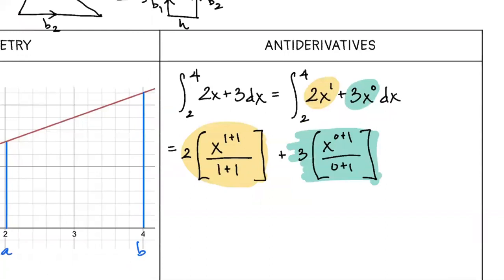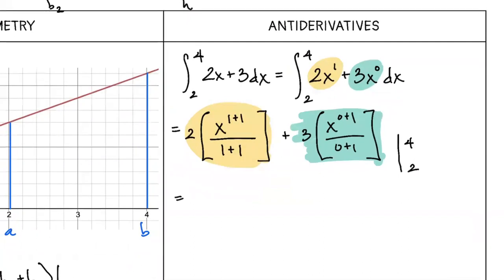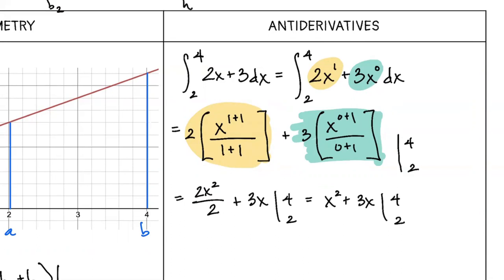Now we have to be a little bit careful here because we have numbers on the top and bottom. We call those bounds. We draw a vertical line, and put a 4 at the top and a 2 at the bottom. And we simplify what we have. So this gives us 2x squared over 2 plus 3x. Let's keep that vertical line with the 4 and the 2 there. We can simplify a little more. We get x squared plus 3x, and we plug in 4, and we plug in 2.